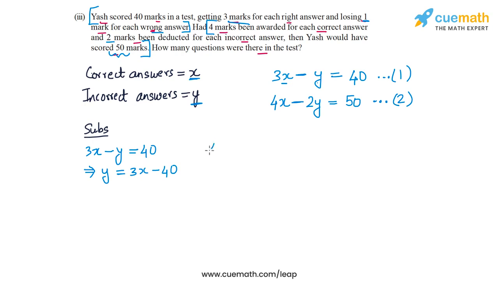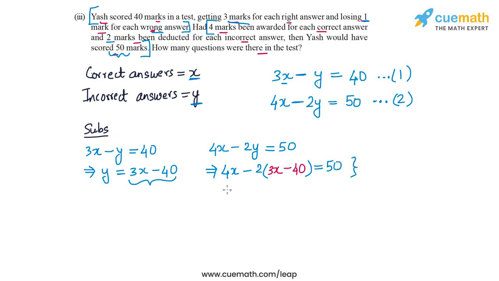Now let's substitute this into the second equation. The second equation is 4x minus 2y equal to 50, and instead of y let's write this expression in x, and so we get 4x minus 2 times 3x minus 40, and this is equal to 50. Now this is an equation in x alone. Let's solve it to find the value of x. We will get 4x minus 2 times 3x, so minus 6x, and minus 2 times minus 40, so that's plus 80, and this is equal to 50.